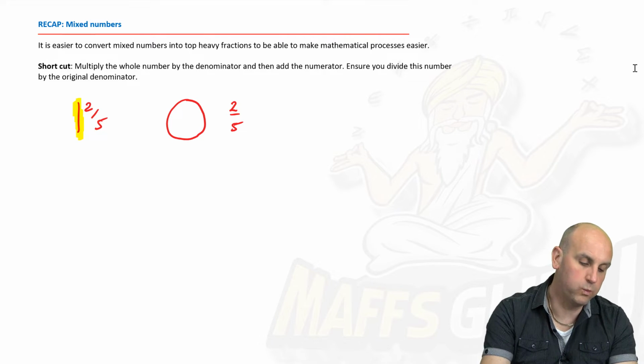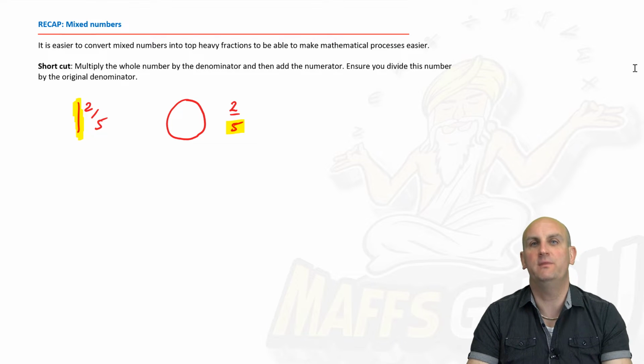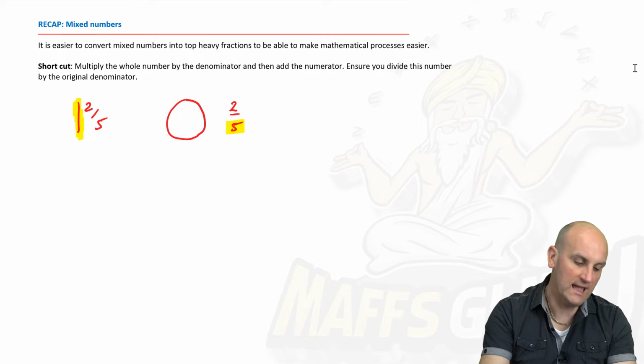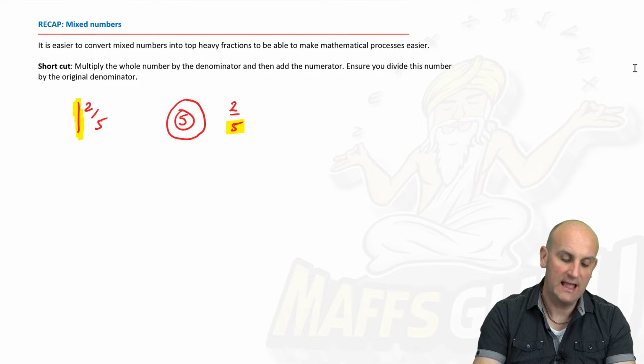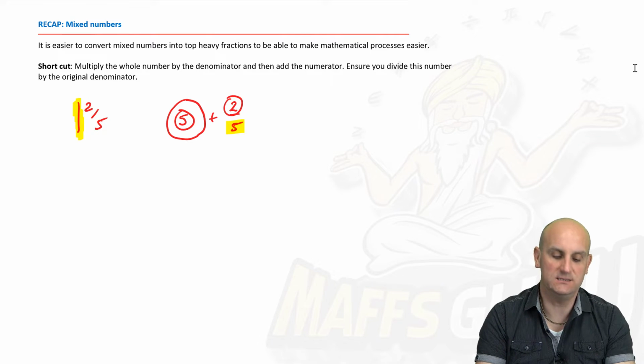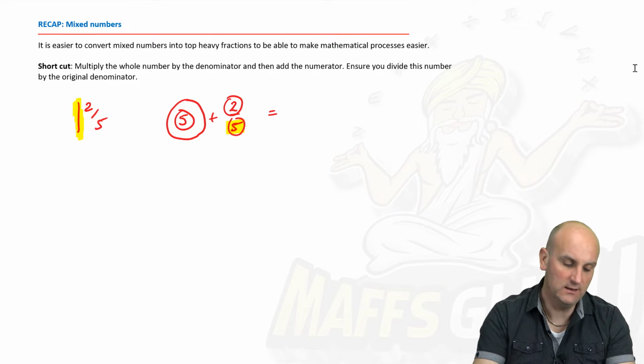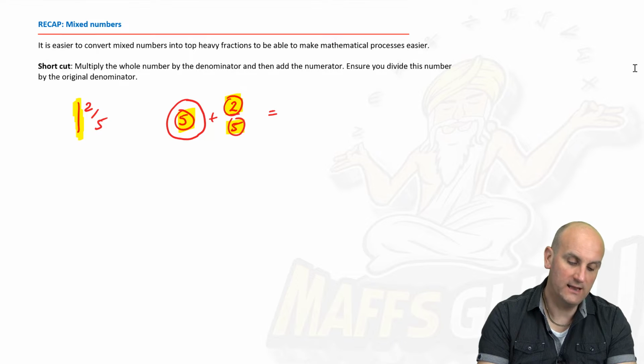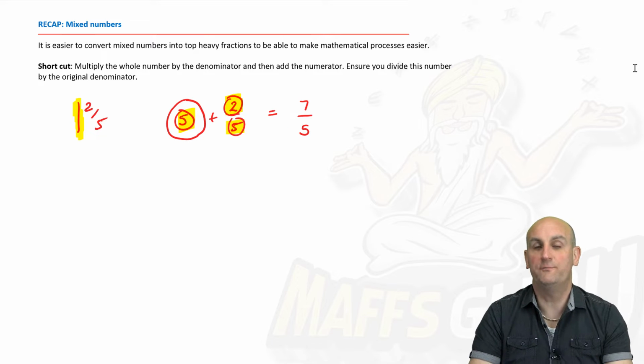So what I'm now looking at is the fact that that bottom number there tells me how many slices my pizza has been cut into. So I have 1 whole pizza, which is now cut into 5 pieces, and I've got 2 pieces of another pizza. So the question is, how many pieces do I have altogether? I have 5 and 2, which is 7. So I have 7 pieces of pizza that were cut into 5 pieces. Now, lots of people go, oh my God, that's awesome. Other people go, I have no idea what you're talking about.